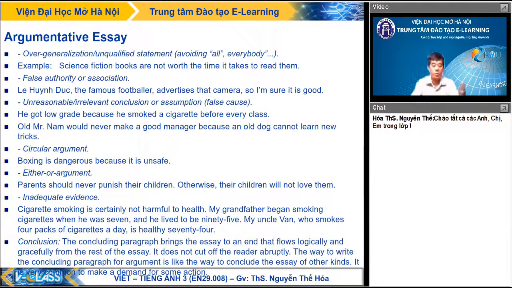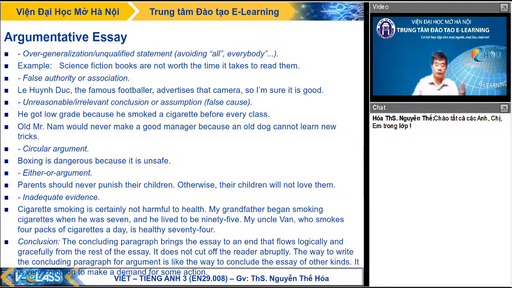And next, we have some kind of argument that we try to give false authority or association. Try to avoid this and try to avoid overgeneralization. That is not good at all. And try to avoid circular argument. Okay. And also try to avoid either-or argument. It is really bad. And also next, try to avoid inadequate evidence.